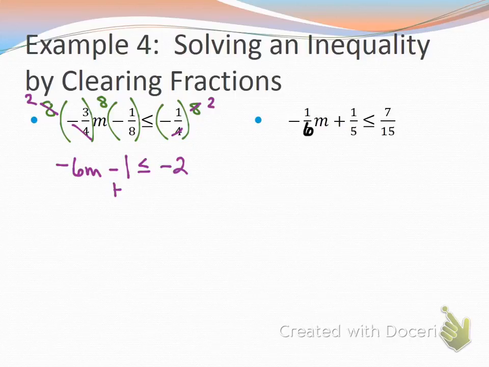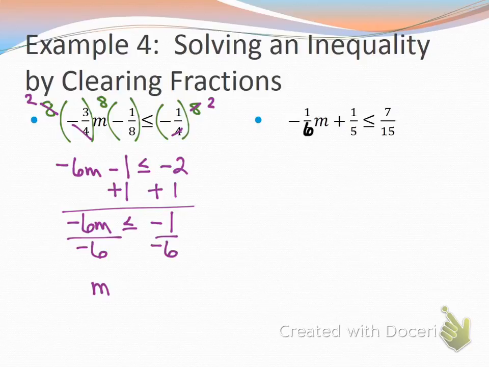All right, so we add 1 to both sides. We get negative 6m is less than or equal to negative 1. We have to divide by a negative 6 on both sides. So what is my rule when I divide both sides by a negative? Flip that inequality. Positive 1/6. Who got it? Positive 1/6. Good job, guys. All right, go ahead and solve the second one if you have not already.